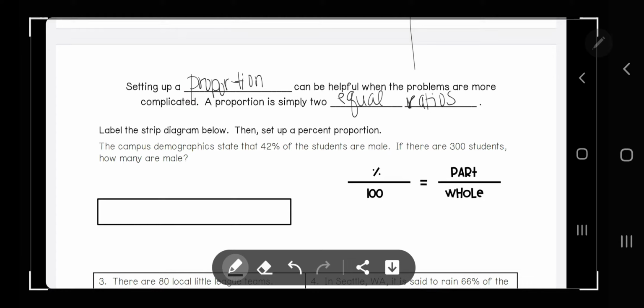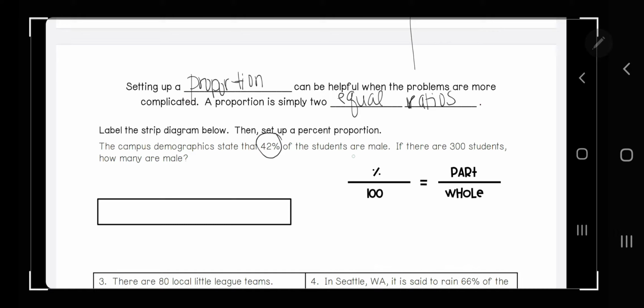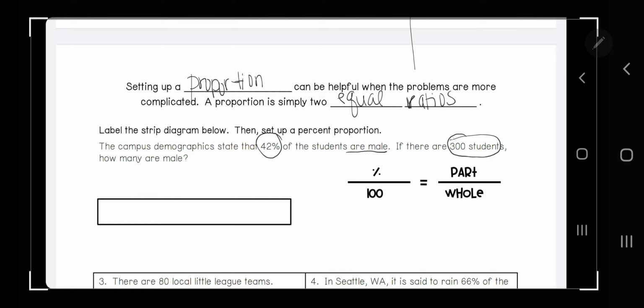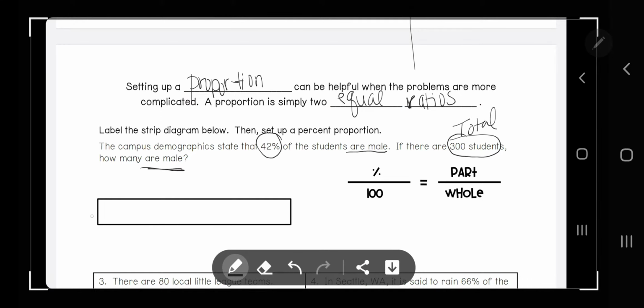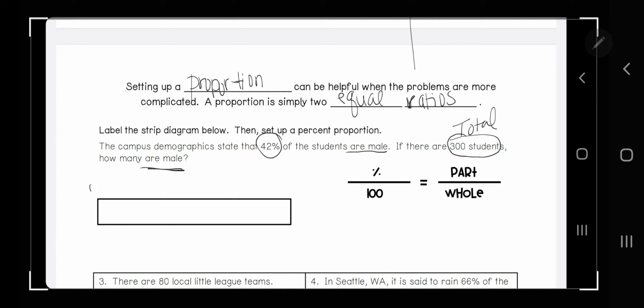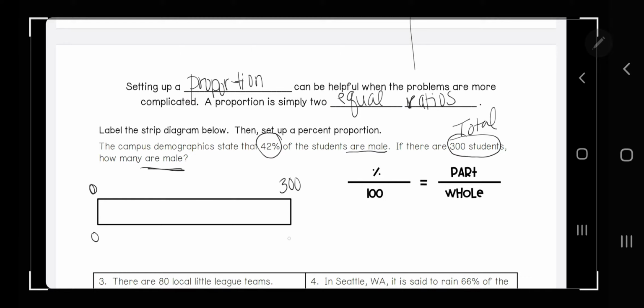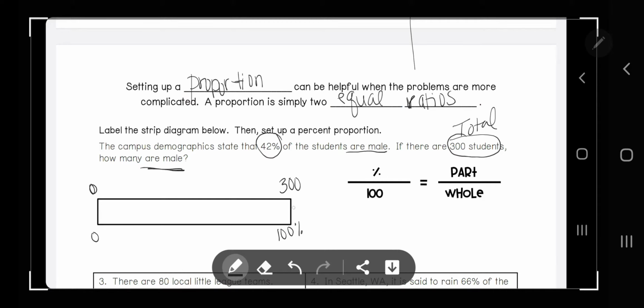So we're going to label the strip diagram below, and then we're going to set up a percent proportion. It says the campus demographics state that 42% of the students are male. If there are 300 students, that's your total, how many are male? So right here, I'm going to label this. I'm starting off with 0 right here, and I go all the way to 300. So this whole thing is going to represent 300 students. So all the students would be 100%.